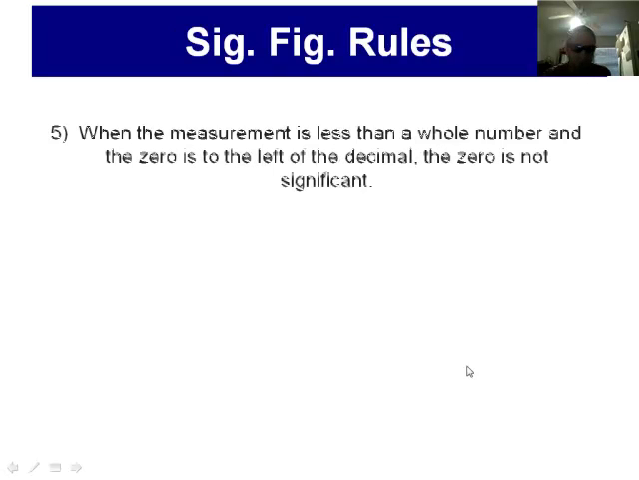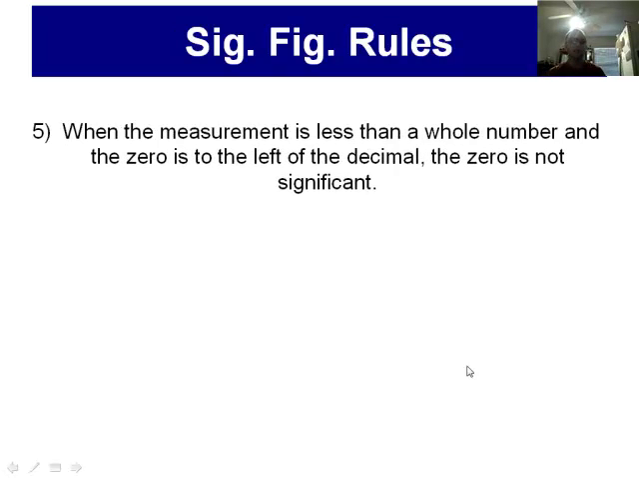Continuing on with the rules. Rule number 5. When the measurement is less than a whole number and the 0 is to the left of the decimal, the 0 is not significant. Okay? So this is talking about decimals. For example, like this. 0.02 centimeters. Here we have a number. We have zeros to the left of that number. When you have zeros to the left, those zeros are not significant. This number only has 1 significant figure.